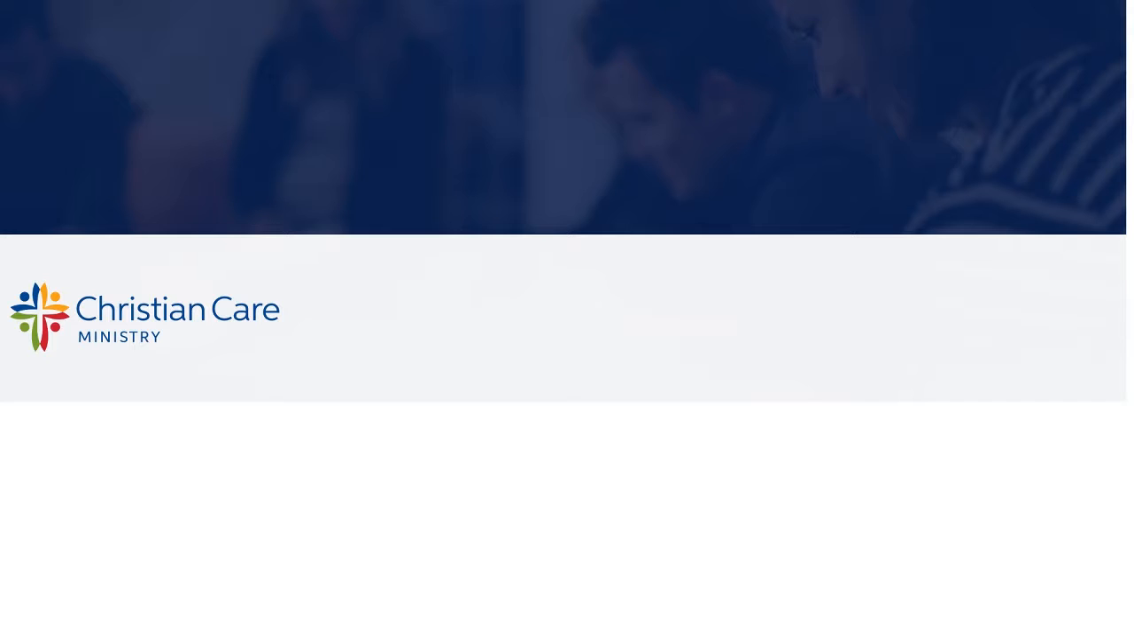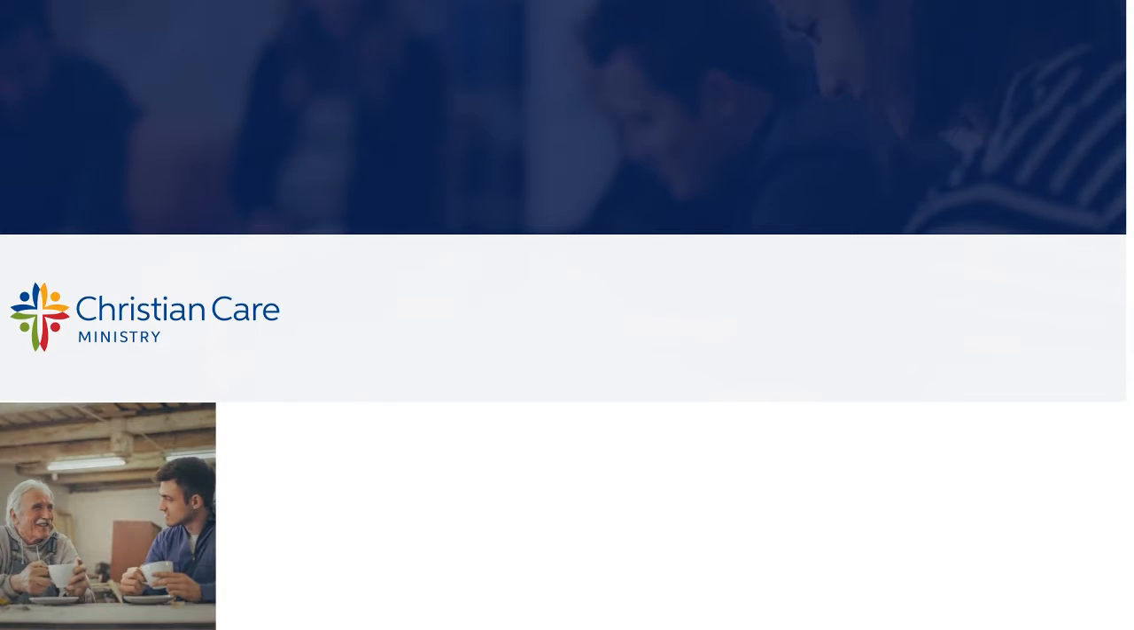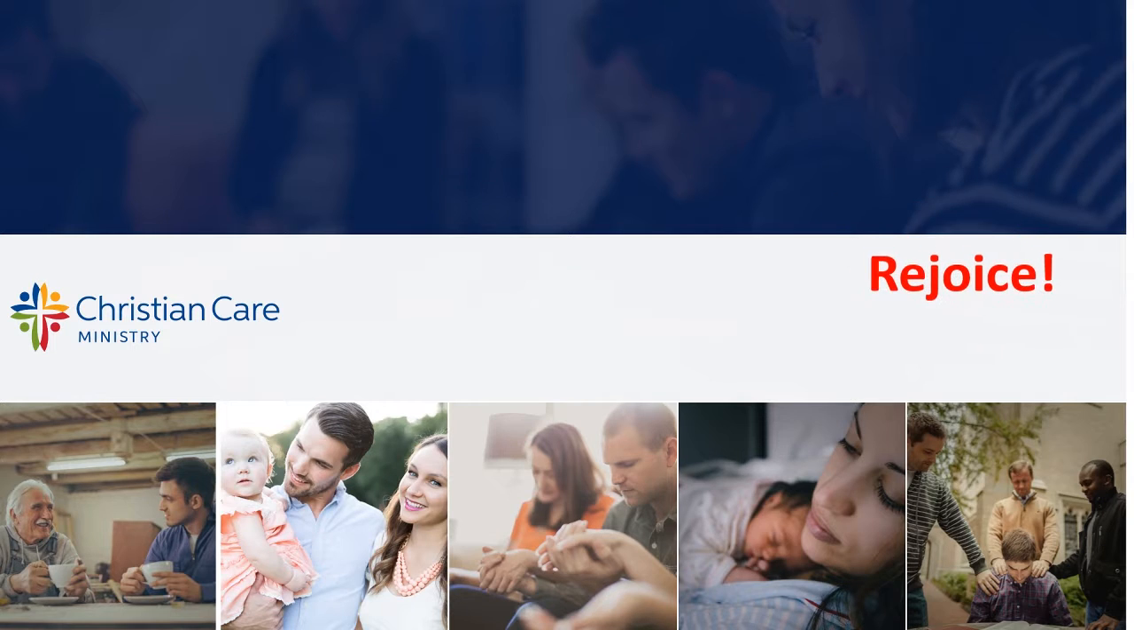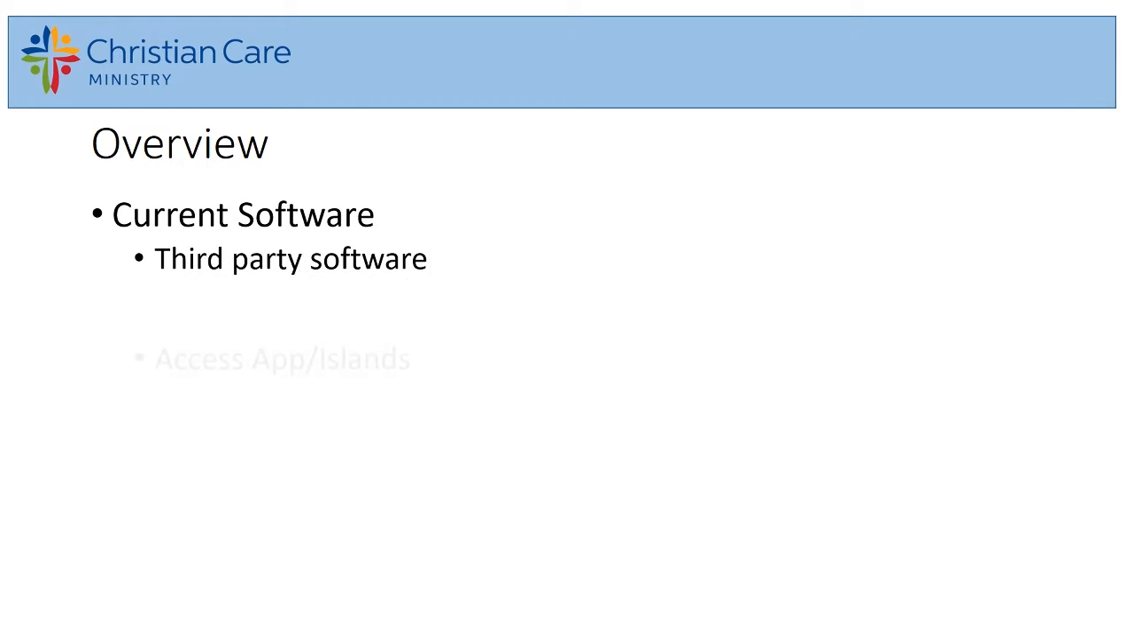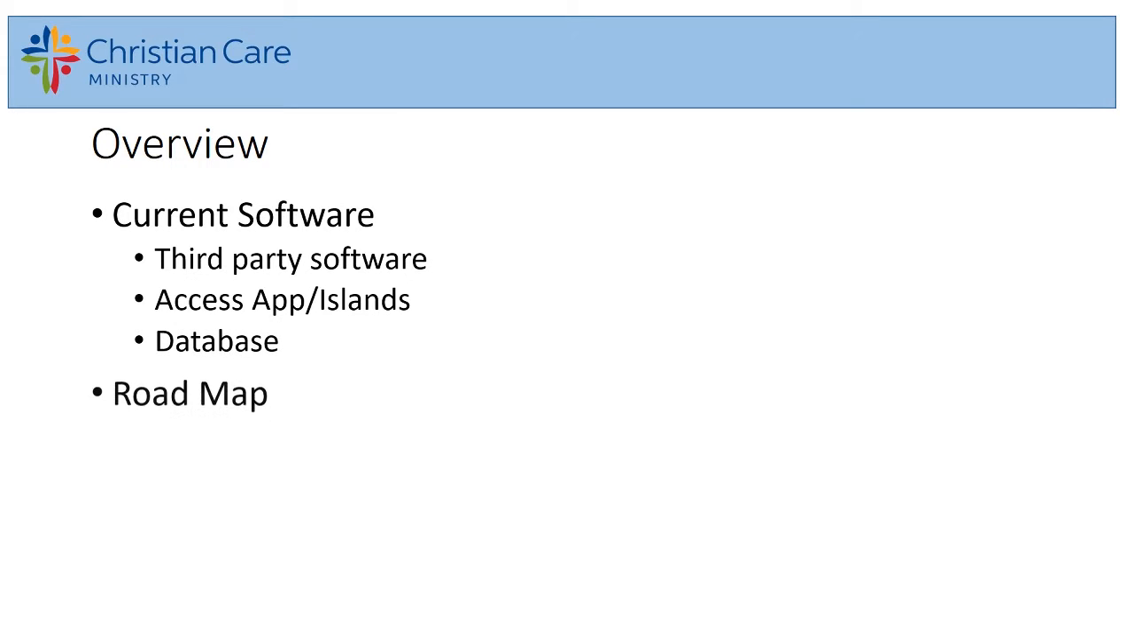We've gathered together in this meeting room to do some brainstorming. The agenda for today, we're going to look at our current software base, which includes third-party software, Access apps and islands, the database, and we're also going to look at a roadmap on how to do some improvements to our current software, and we're going to discuss the multiple phases that we're going to use.